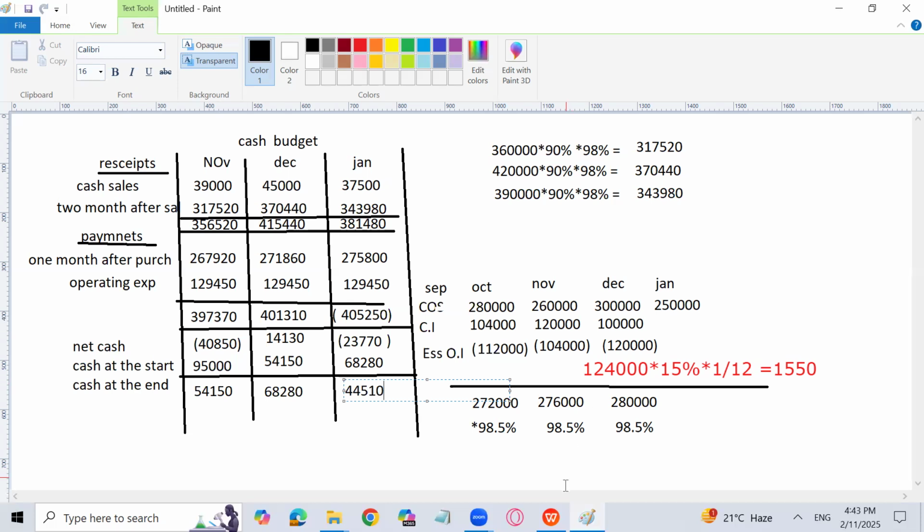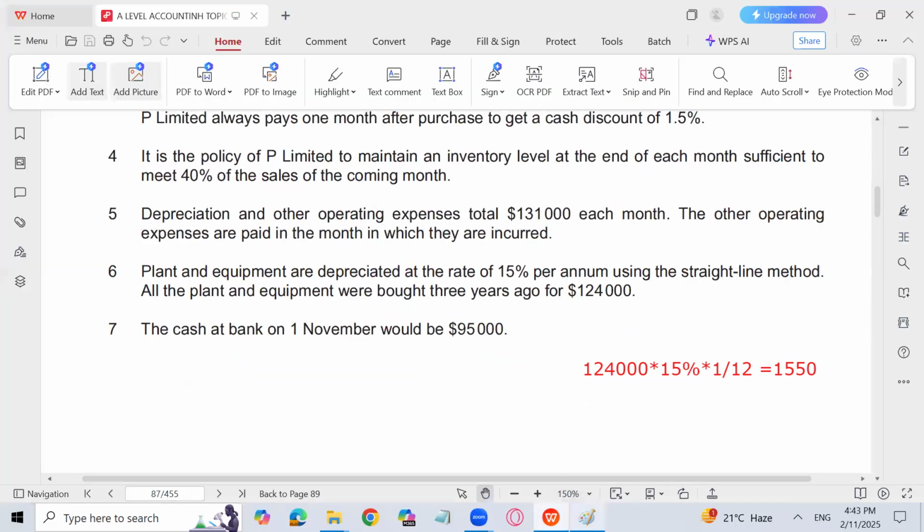Now I have to prepare the income statement. So income statement preparation is very, very easy. That is not difficult at all. Right? You have to find the net amount of total sales. So let me do it for you.